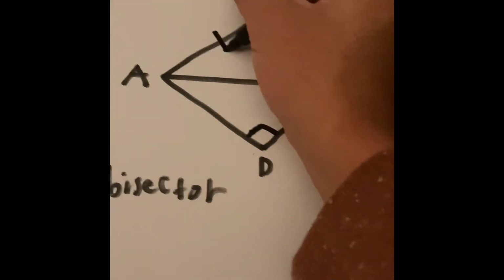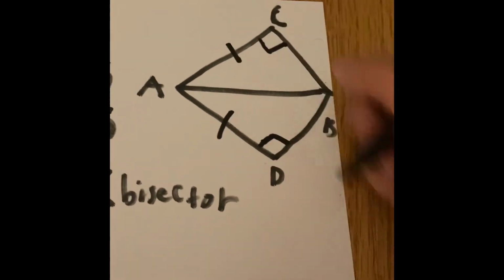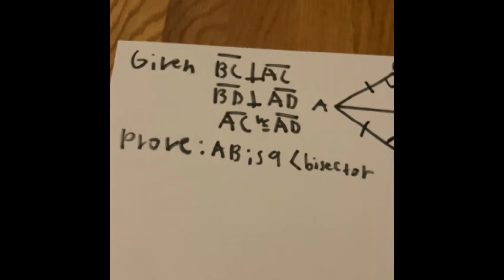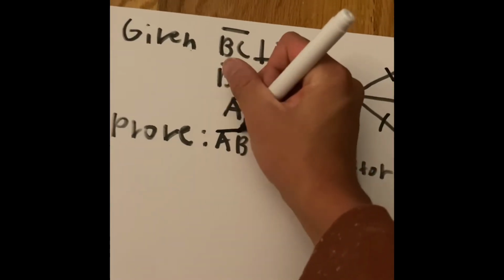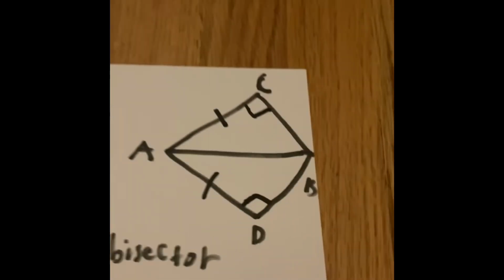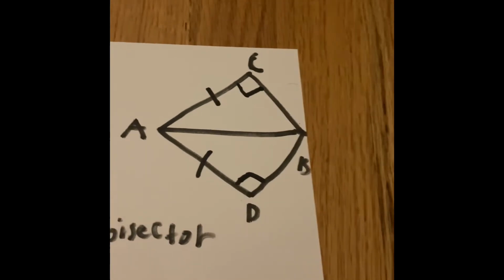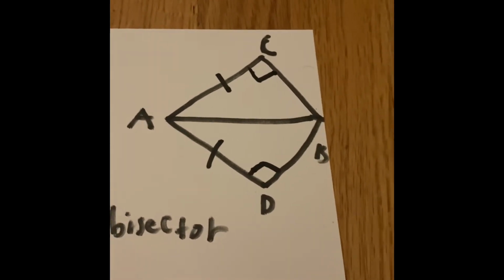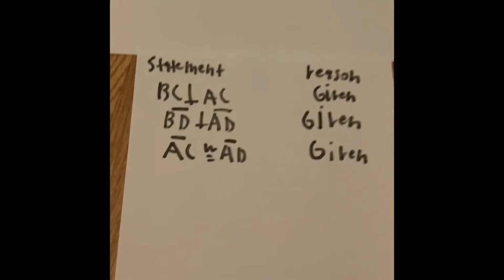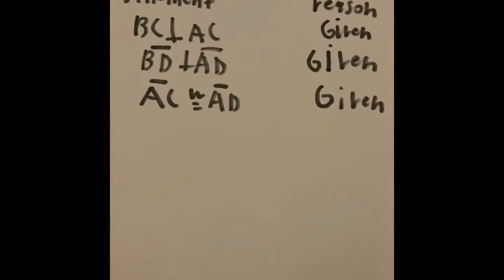So right here are going to be congruent. We have to prove that segment AB is an angle bisector. So we have to prove that this horizontal line right here is an angle bisector. So here's our givens in a two-column format.